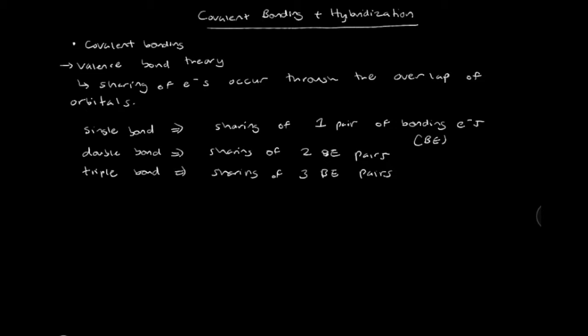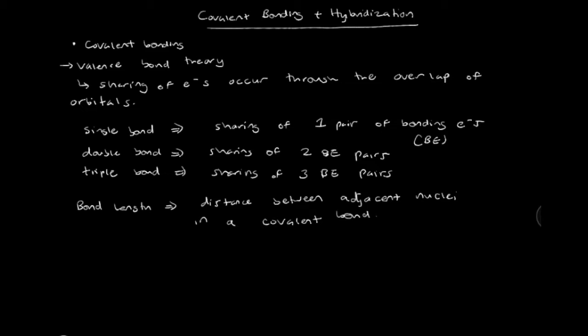Now, when we're looking at these bonds, we also want to look at the length of each bond, right? Each bond has a certain characteristic strength as well as bond length. So we're going to look at the relationship between bond length and bond strength. Bond length we can define as the distance between adjacent nuclei in a covalent bond. You can also use bond length in terms of ionic bonds and metallic bonds, but for the time being, we're going to be looking at covalent bonds. I'm going to abbreviate bond length as BL.